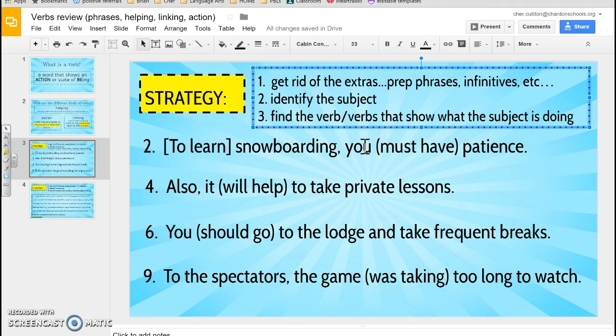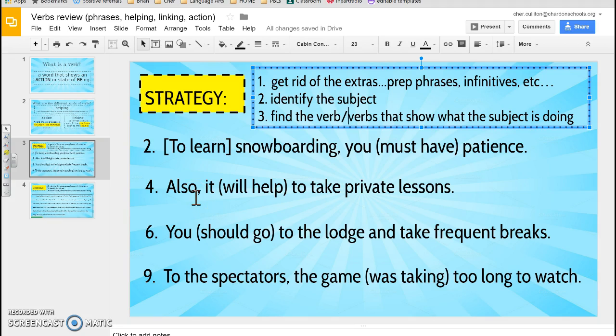Now I want to figure out, what is you doing? What does it say that you did? You have. And because I know that must is a helping verb, must have is my verb phrase. You must have what? You must have patience. We could go through and determine that that's a direct object, but we're really focused on our verbs here.